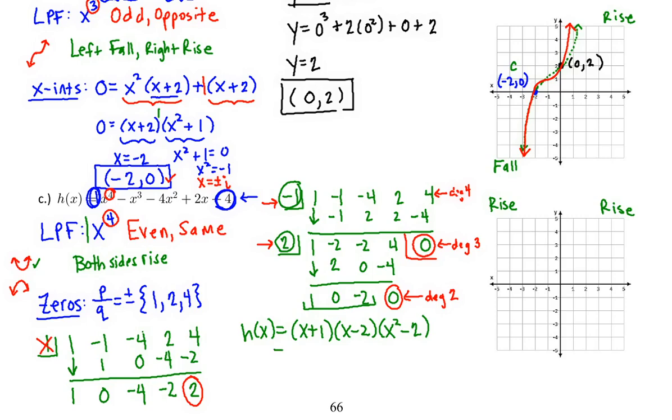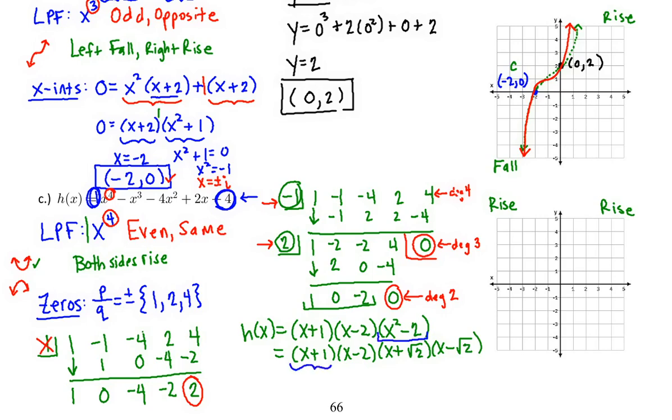Now, that's not exactly the difference of 2 squares, but we can kind of force it to be the difference of 2 squares by factoring it as x plus the square root of 2 times x minus the square root of 2. If you don't like factoring it like that, you can also set this equal to 0 and solve for x using the square root method. But now we can read both our zeros and our x-intercepts.